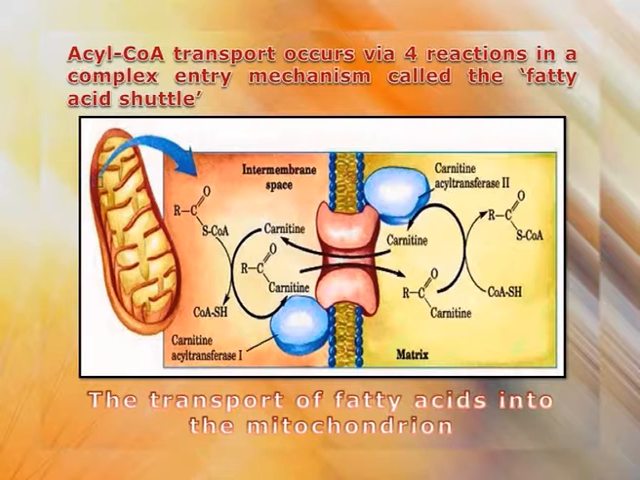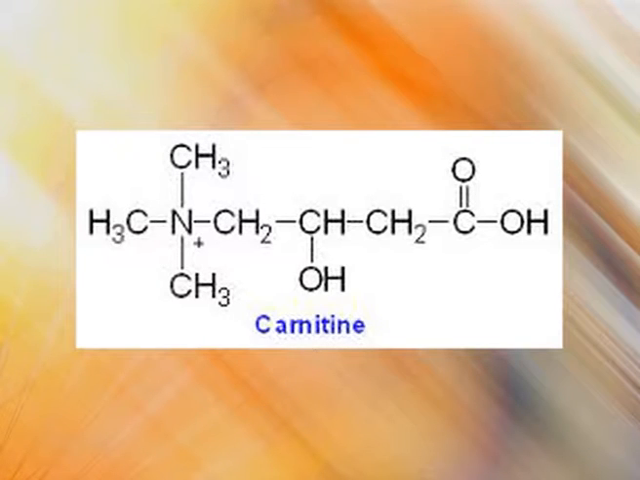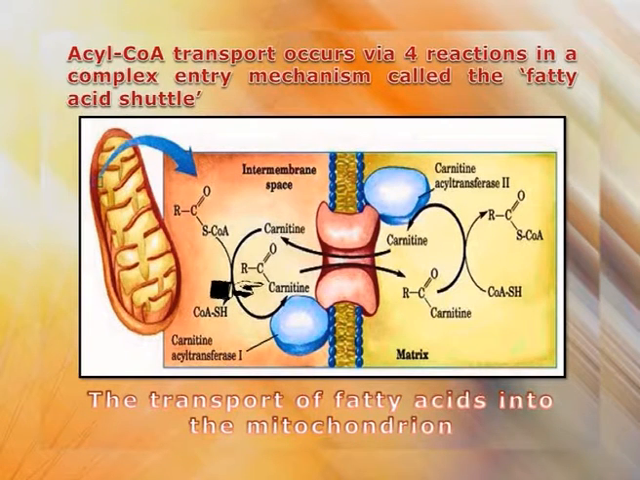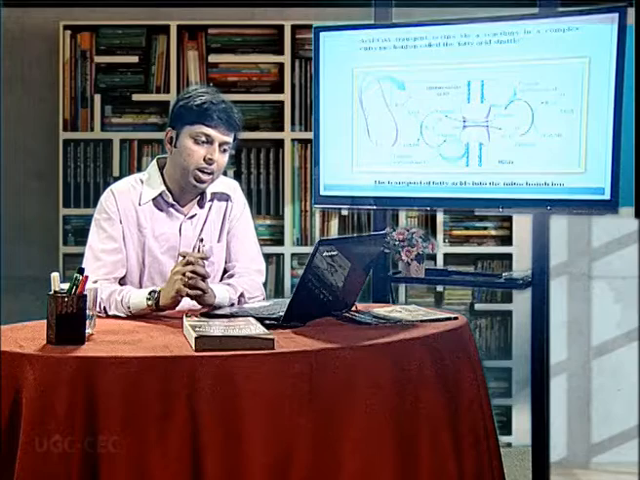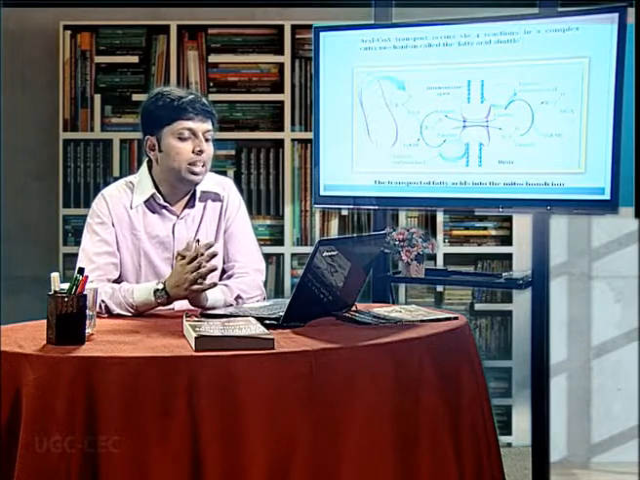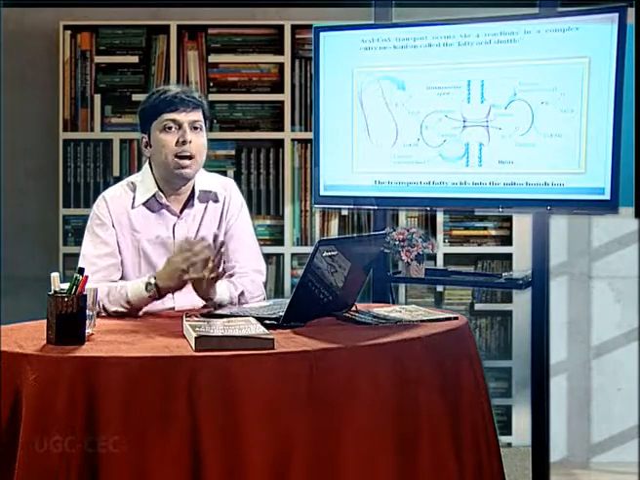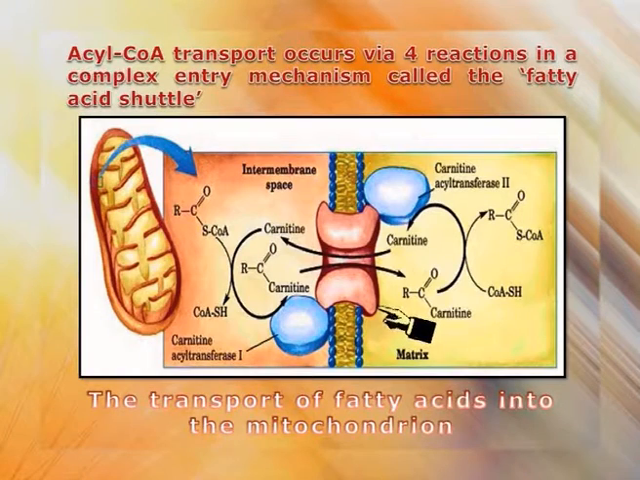In step number 1, the fatty acyl-CoA donates the fatty acyl group to carnitine, which is 4-trimethyl amino 3-hydroxybutyrate, a zwitterionic compound. Carnitine accepting the acyl part of the fatty acyl-CoA gets converted to acyl carnitine by the enzyme CAT1 or carnitine acyl transferase 1. This is the rate limiting step of fatty acid oxidation and is inhibited by malonyl-CoA. After this, in step number 2, the acyl carnitine gets translocated to the mitochondrial matrix using the translocase enzyme.